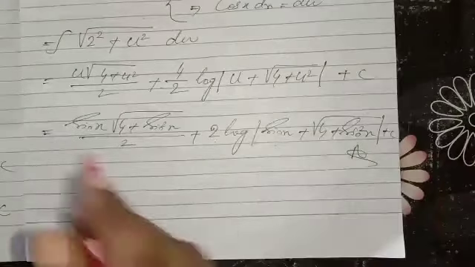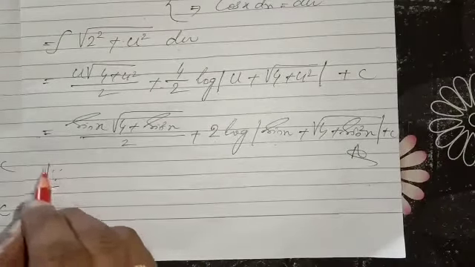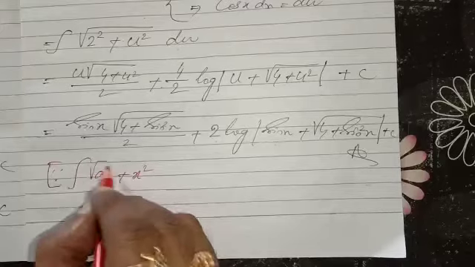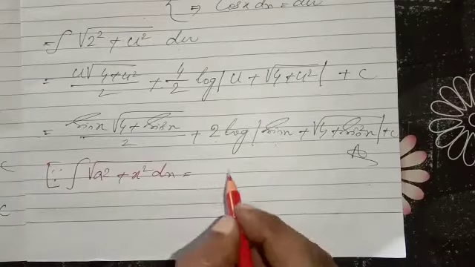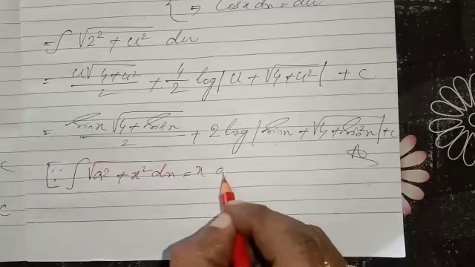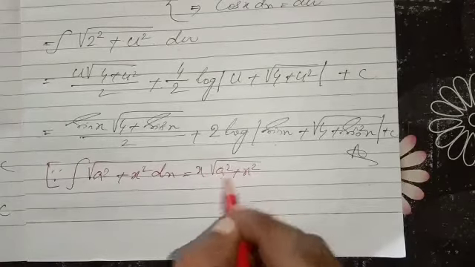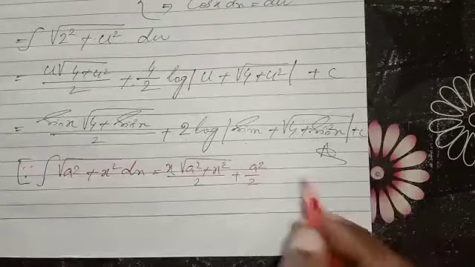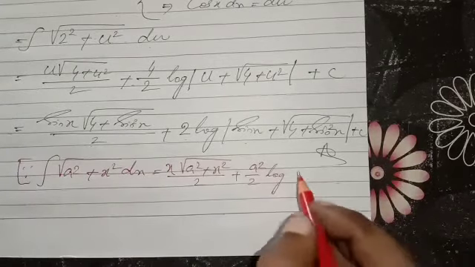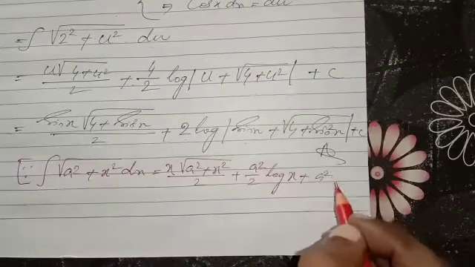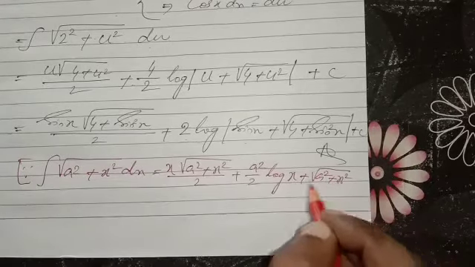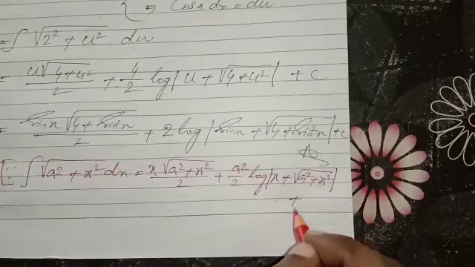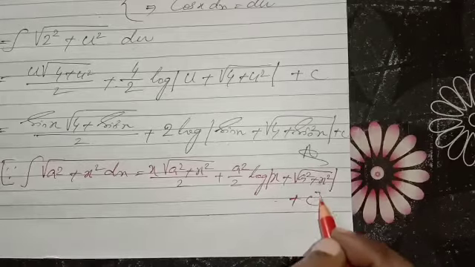I am writing the formula that was applied here. Integration of square root of a square plus x square dx. The formula is x times square root of a square plus x square by 2 plus a square by 2 log of x plus square root of a square plus x square. You have to write the mod value because log is given, the positive value, plus c is the integration constant. This is the formula that I applied here.